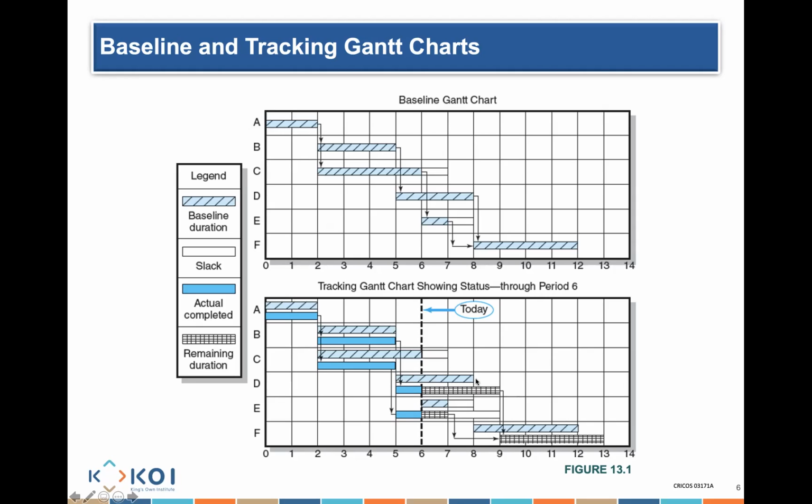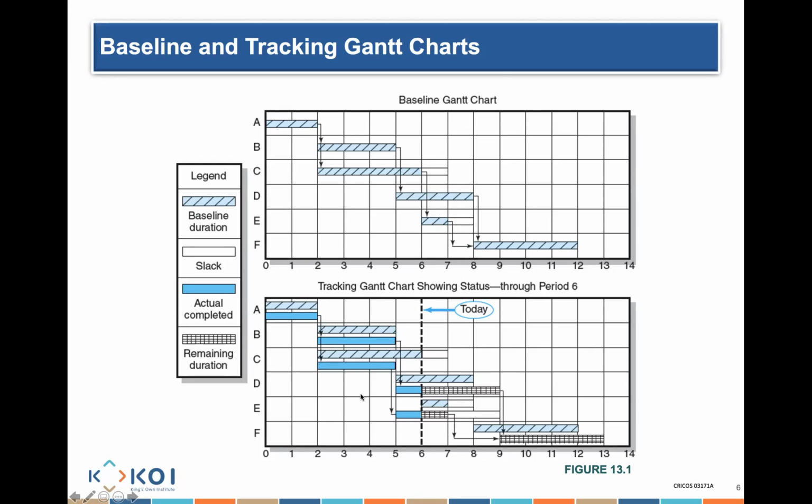So when we talk about that information, let's look at this example. Okay, A is finishing on time. That's the plan, that's the actual. B, that's the plan, that's the actual. C was planned to take longer, but it finished earlier. Okay, great. Now, we know that D was supposed to start in period 5. It did start in period 5, but we are now expecting that D is going to take longer by 1 period to complete.